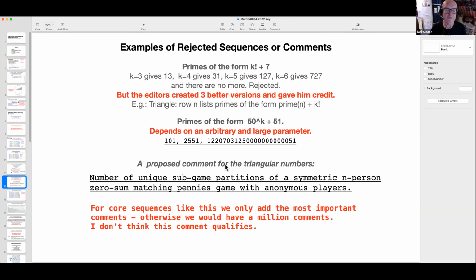And then there was a proposed comment for the triangular numbers, which was not really relevant to the triangular numbers. If we tried to keep track of all the references to powers of 2, it would be hopeless. So the big core sequences like powers of 2, triangular numbers, primes, we don't try to put down every single occurrence of them in the literature. So that was rejected for that reason.